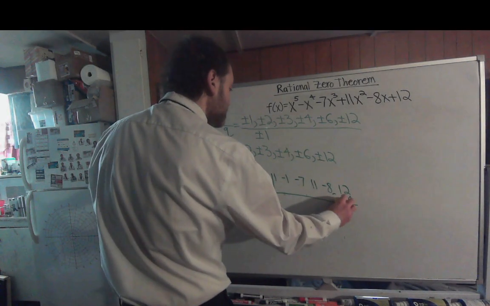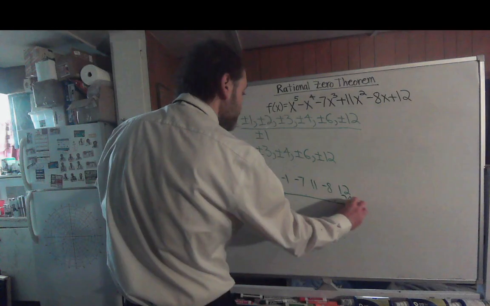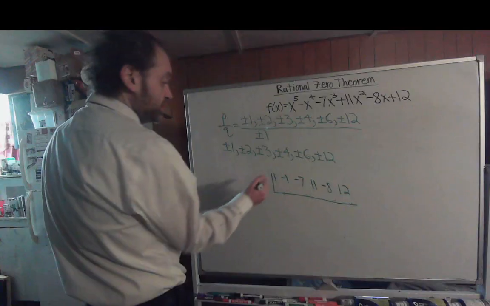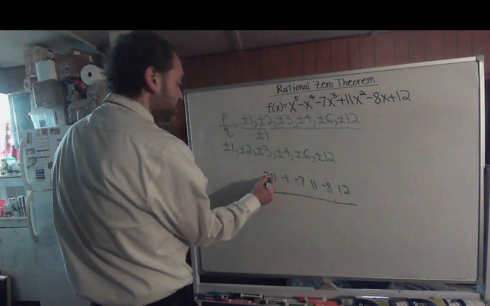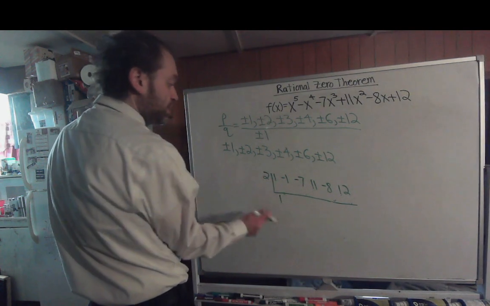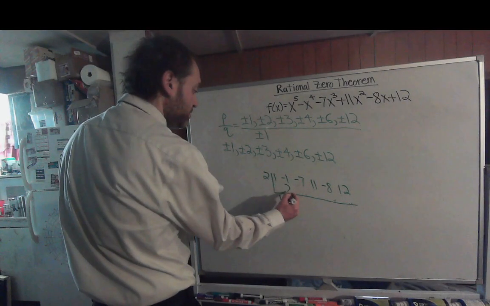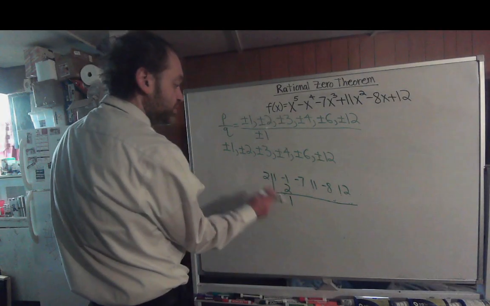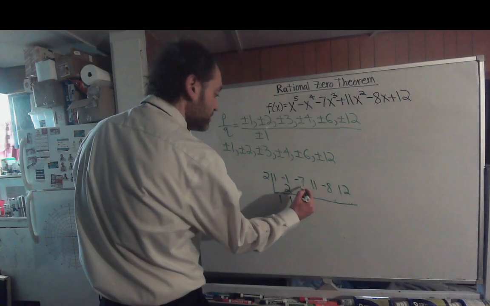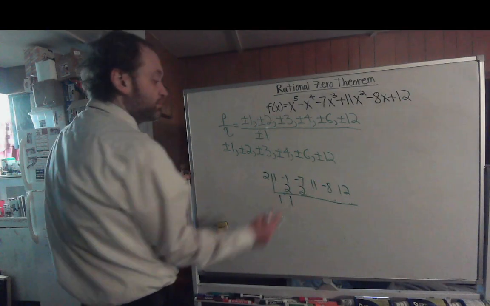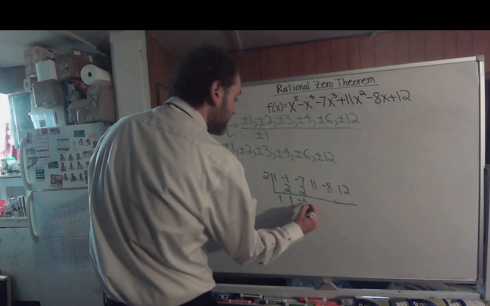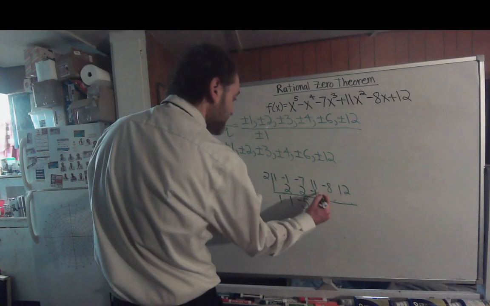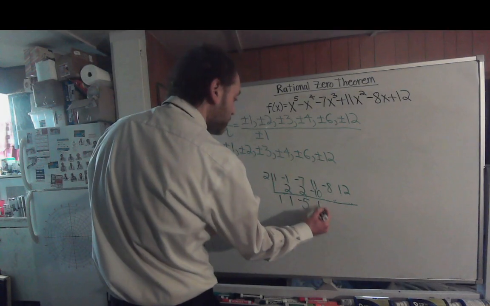You could still solve it graphically regardless, but you got to know how to do this. So that's why I got to teach it. Let's do positive 2. Alright, so bring down your 1. 2 times 1 is 2. Negative 1 plus 2 is positive 1. 2 times 1 is 2. Negative 7 plus 2 is negative 5. Alright, 2 times negative 5 is negative 10. 11 minus 10 is 1.